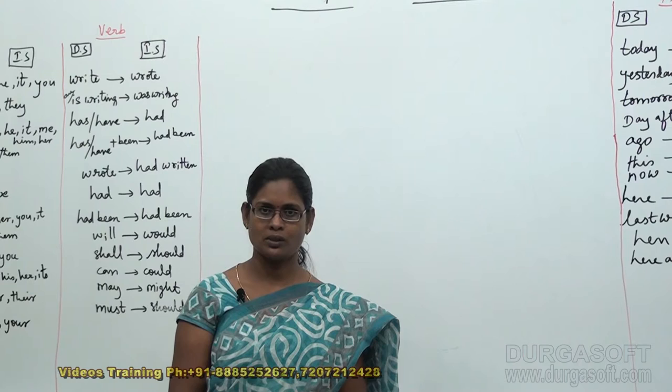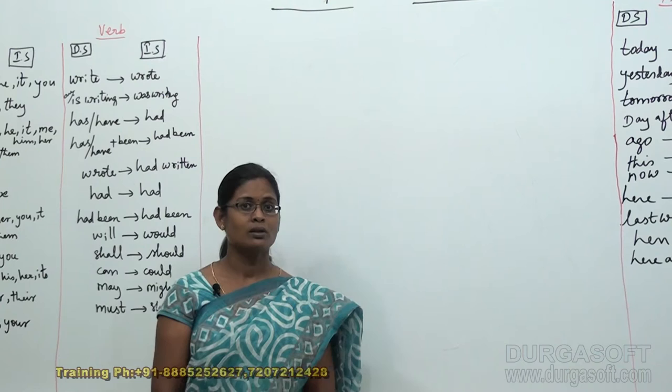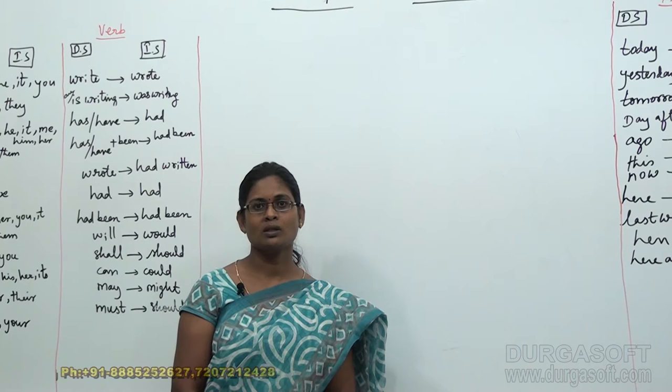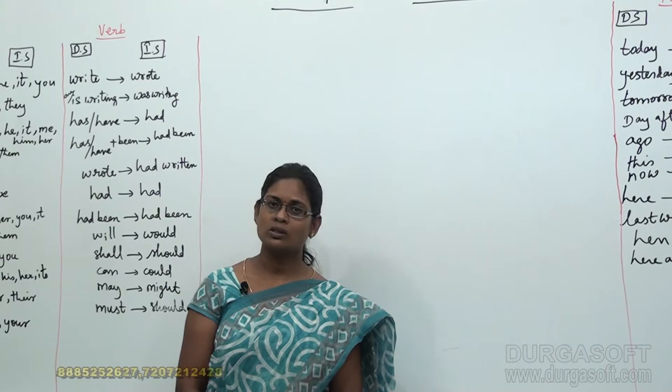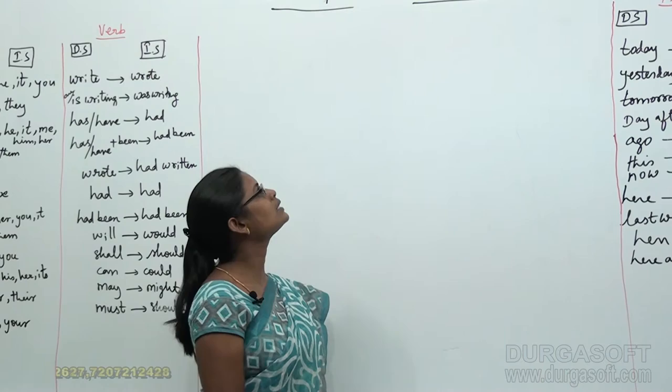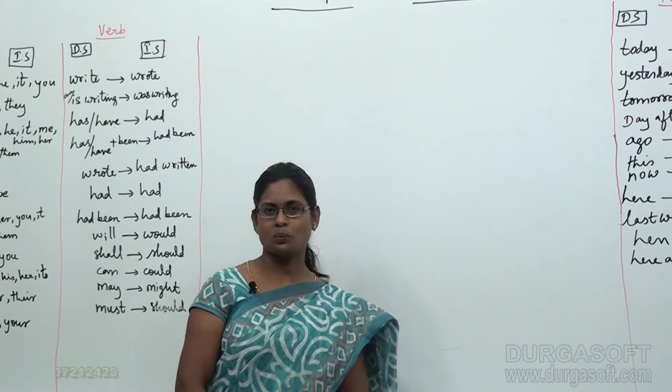So students, in our previous session, we discussed the structures of tenses and the forms of verbs. We also learned the conversion of active and passive voices and the different rules of articles. In today's lesson, we are going to discuss direct speech and indirect speech.